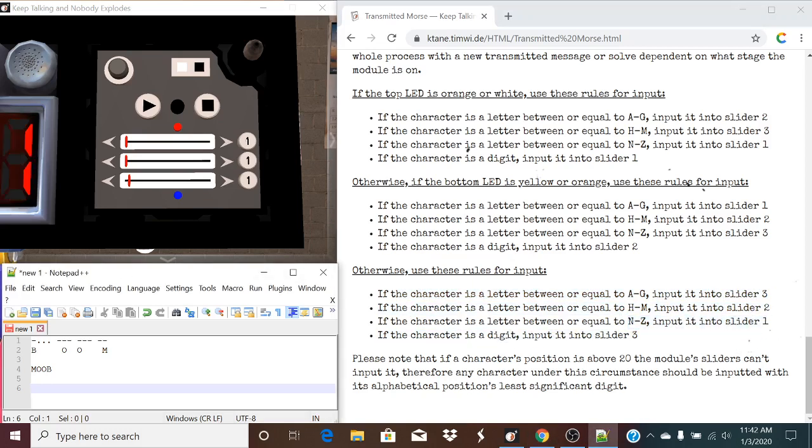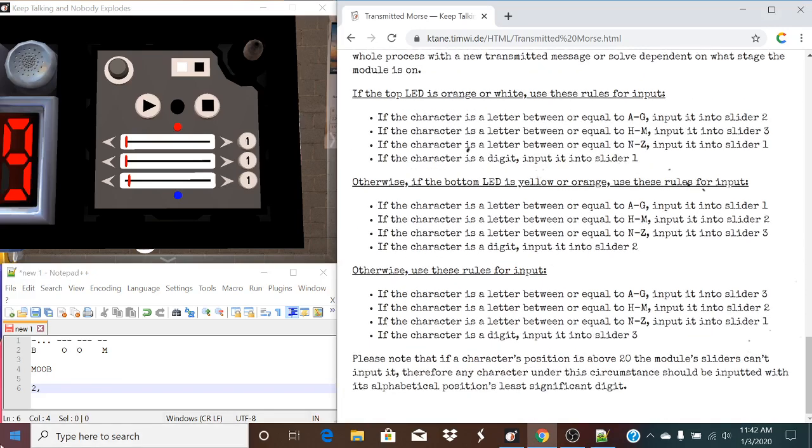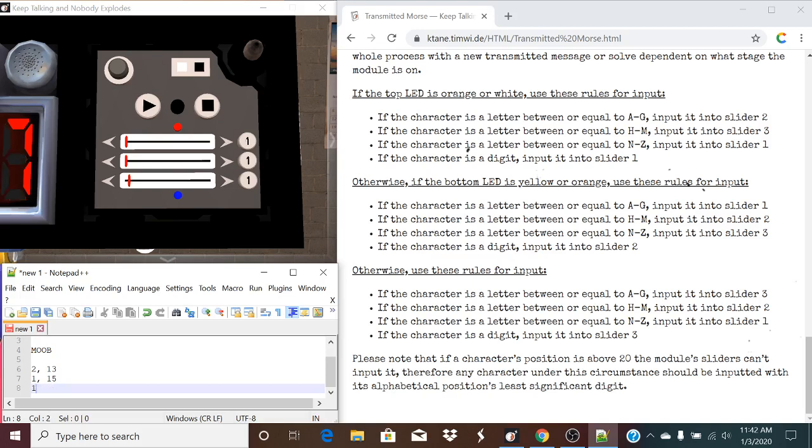Let's take a look at what we have here. So we have Mike. We will input it into slider 2, and we will use its alphabetic position, as it says up here. Alphabetically, it is 13. Next up, we have 2 Oscars. That's going to be in the slider 1 range because it's after November. So that is going to be slider 1, 15. Slider 1, 15, because it's the same thing.